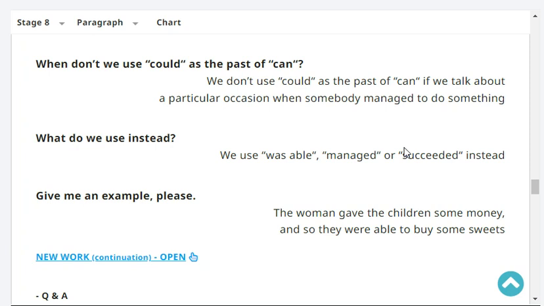Give me an example, please. The woman gave the children some money, and so they were able to buy some sweets. Very good.